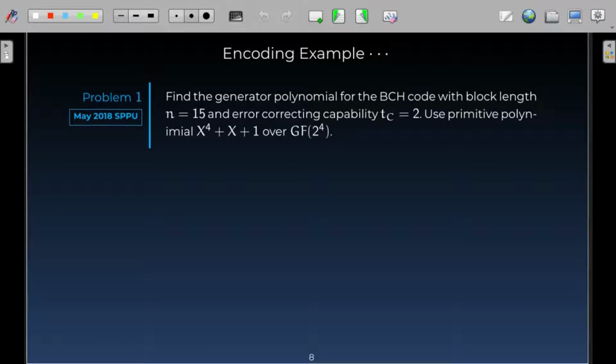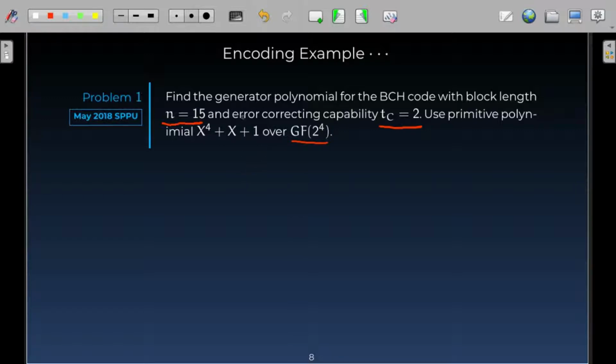Now we are going to see an encoding example for this BCH code. It's actually a very simple problem, but it happens to have been asked in a university examination in May 2018. We have to find the generator polynomial for a BCH code with block length n equal to 15, and error correcting capability tc equal to 2. Use the primitive polynomial x^4 + x + 1 over GF(2^4).